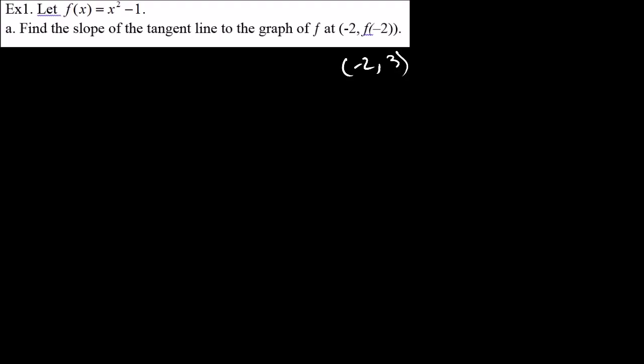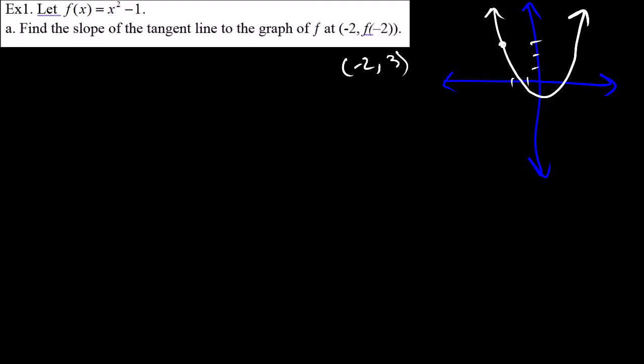So if we look at a visual, we have our axes lines. We're going to have our graph. And at the point negative 2, 3, we want to find the slope of the tangent line, the line that touches the graph at that point. So that's what we're trying to find. How are we going to find it?